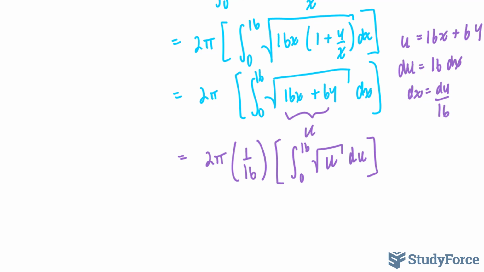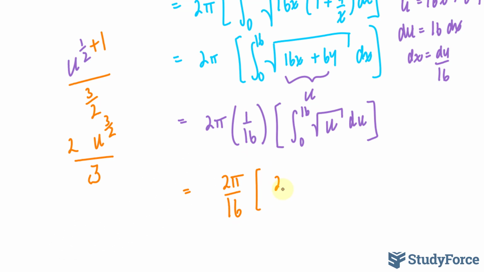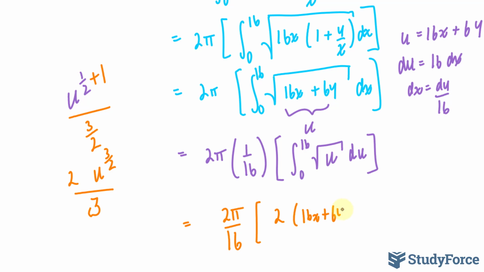What's the integral of the square root of u? Let's do our work over here. U to the power of half. To find the antiderivative, we add 1 and divide by this sum, which is 1 over 2 plus 1, 3 over 2, giving us 2 times u to the power of 3 over 2 over 3. At the same time, I will replace this u back with what I set it as. We found the integral. We have 2 pi over 16 times 2 times, what did we set u as? 16x plus 64 to the power of 1.5 over 3 when x is 16 and 0.